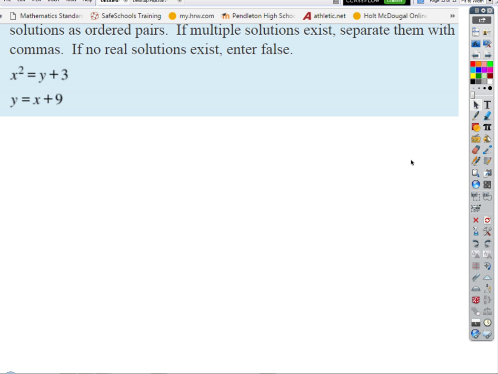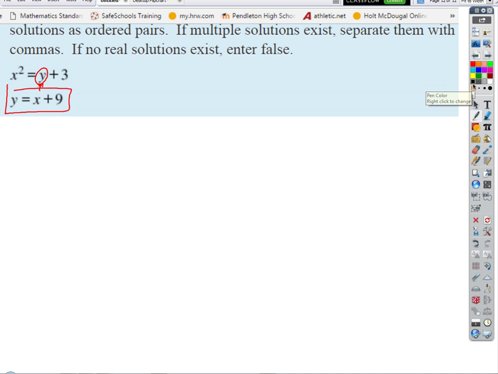Carolyn, which variable is being squared in the quadratic equation? So which one should I probably substitute for? Y. Good. And notice the bottom equation is already solved for y. So there's my substitution equation, right? That's what's going to go in there.